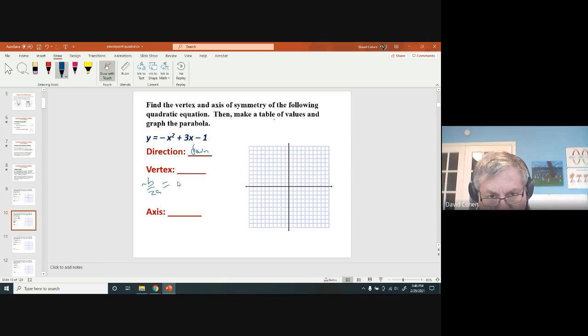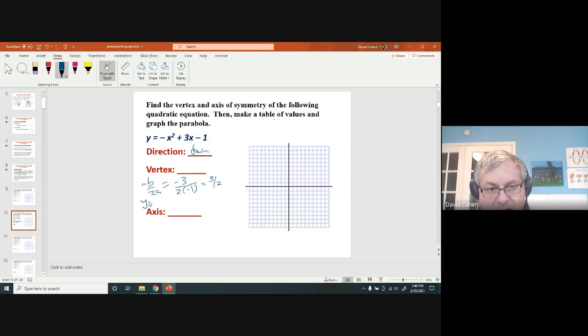And that's going to equal -3 over, you'll notice there's a negative in front of the x squared. That's why it's down. So it's 2 times -1. The negatives cancel, and I get +3 over 2. I plug that in. That's going to be 9/4.